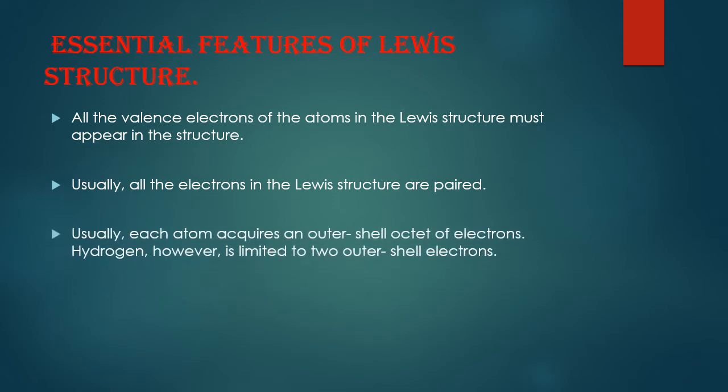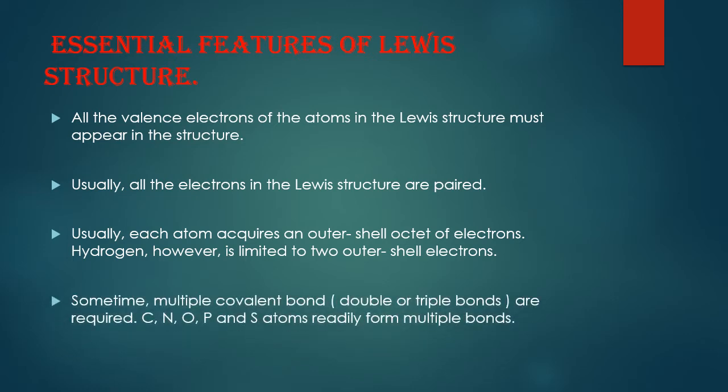The third feature is that usually each atom acquires an outer shell octet of electrons. What this means is that when the structure of a molecule is written, each atom in the molecule must be surrounded by 8 electrons. But hydrogen, however, is limited to 2 outer shell electrons.